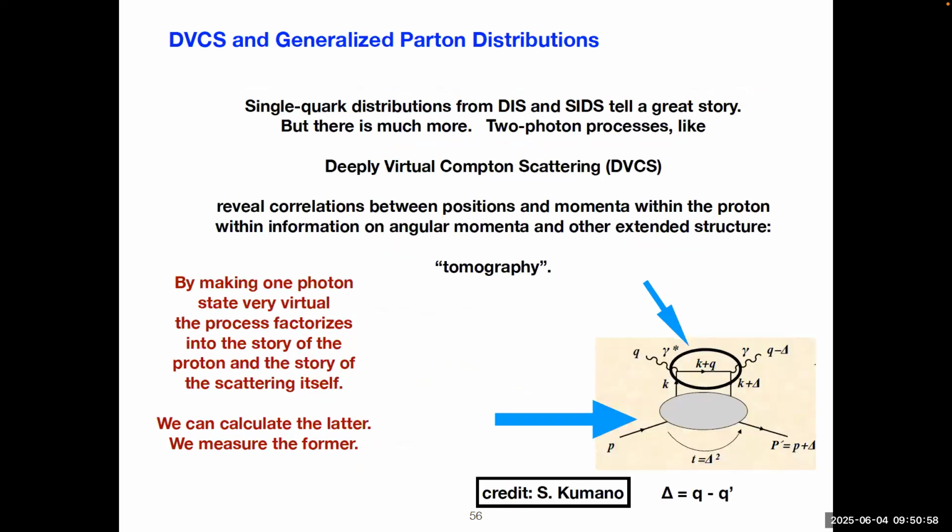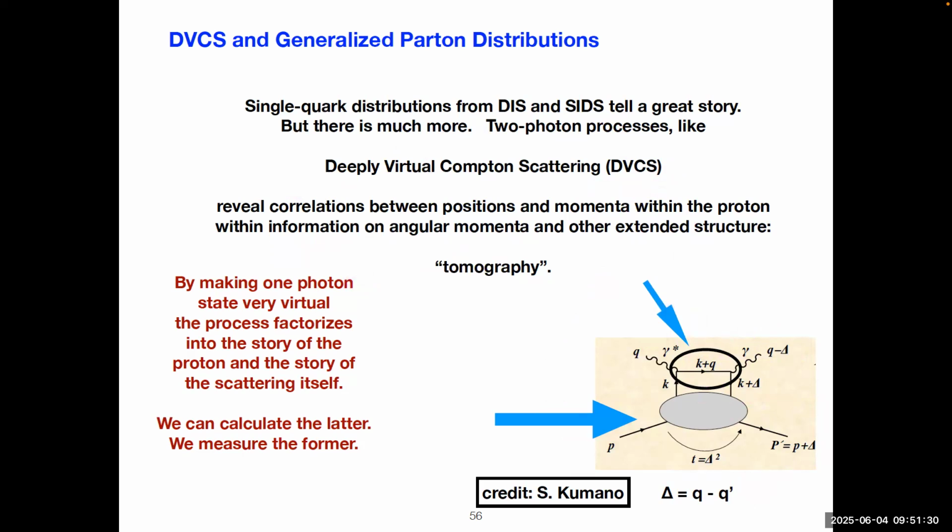Yeah, DVCS. Well, we heard a lot about DVCS, so let me not dwell on it here because I can't, in fact, give a useful technical introduction. But this is the picture here, and it's experiments like DVCS and the corresponding one, where instead of a photon coming out we have a meson. They reveal correlations between positions and momentum within the proton.